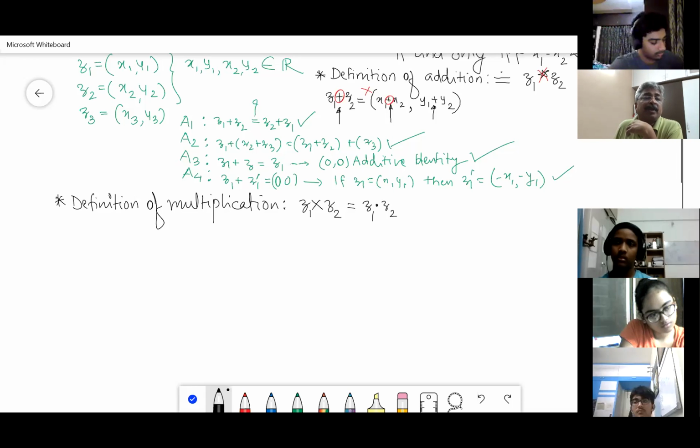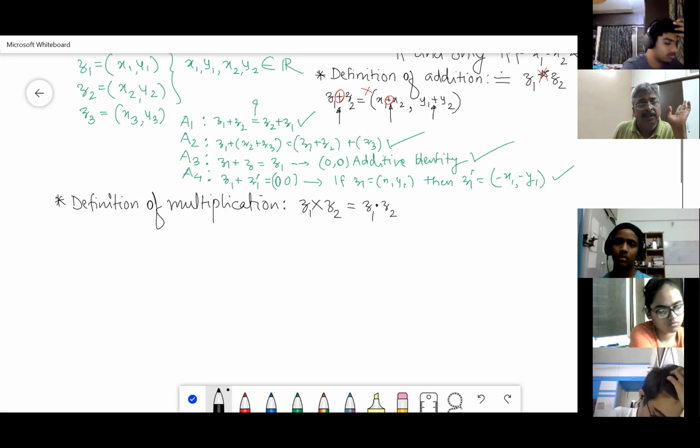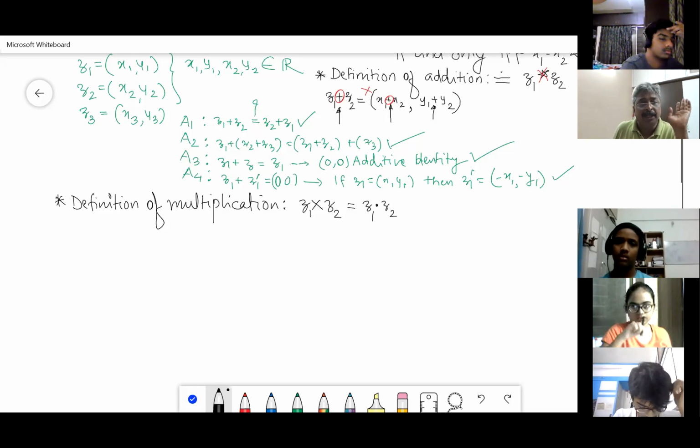Okay, so this is the opportunity given to you to think and come out with a new definition of multiplication. It is a couple of seconds job for me to tell you what multiplication of complex number is supposed to be by definition. But I am not going to do that. I am going to ask you to think and come up with your own definition.